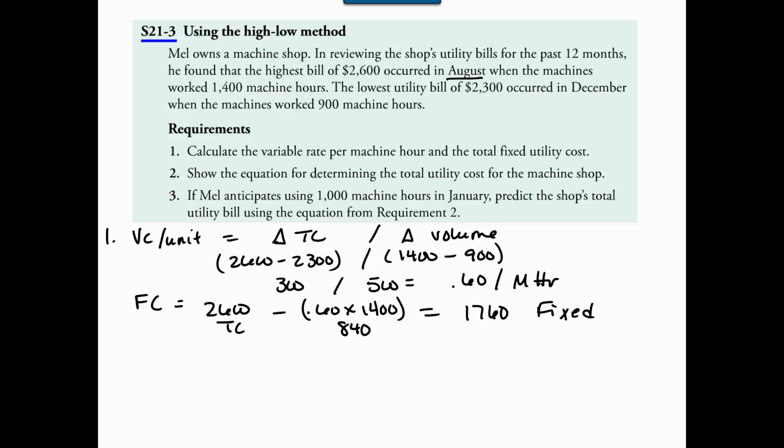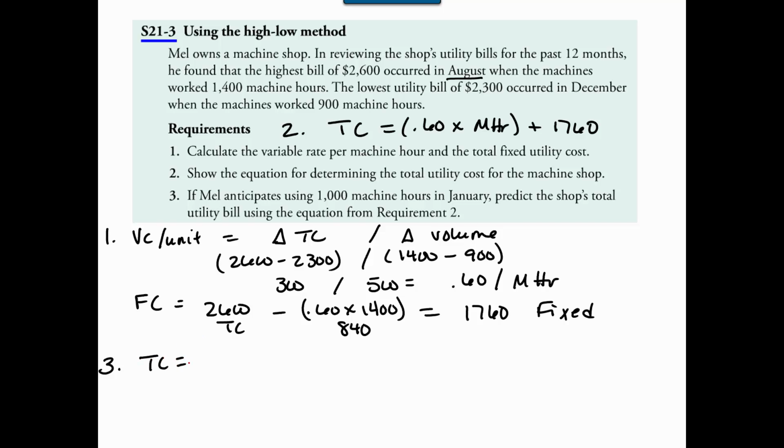Now I can show the equation. So that's the formula. I'm going to put that up here just to save room. So the total cost for Mel, his total utility cost, will always be 60 cents times the number of machine hours that he does plus 1,760. And then step 3 says, all right, if he's expecting 1,000 machine hours in January, what's his total utility bill going to be? So we plug that formula in.